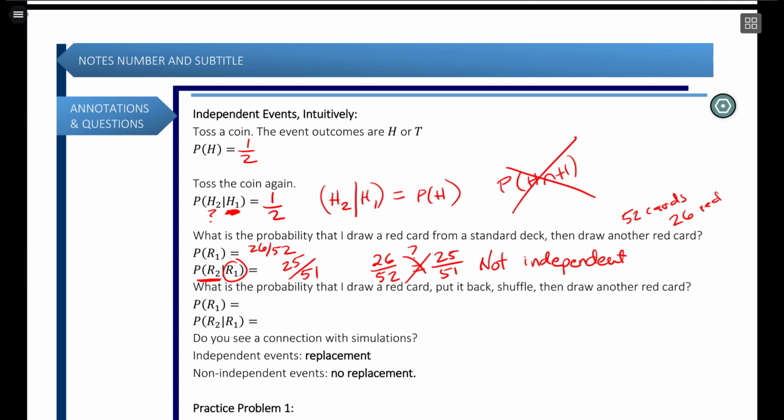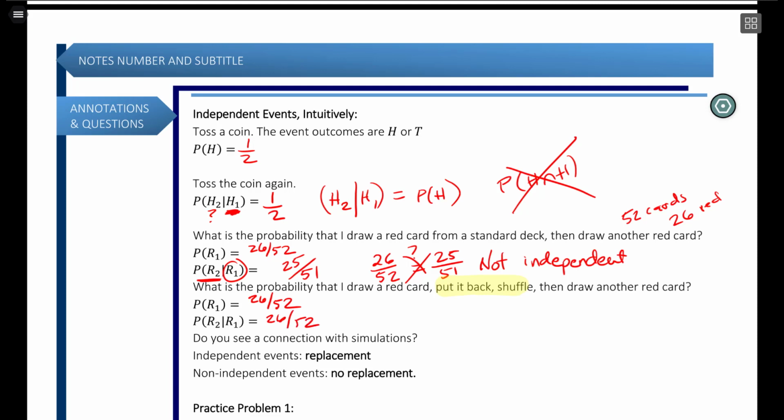What is the probability that I draw a red card, put it back, shuffle, then draw another red card? So again, now we have 26 out of 52 for drawing a red card in the first place, right? But we take that red card and we put it back in the deck. So now we still have 52 cards and 26 happen to be red. We shuffle it all up, we draw a card at random, and we still have 26 out of 52.